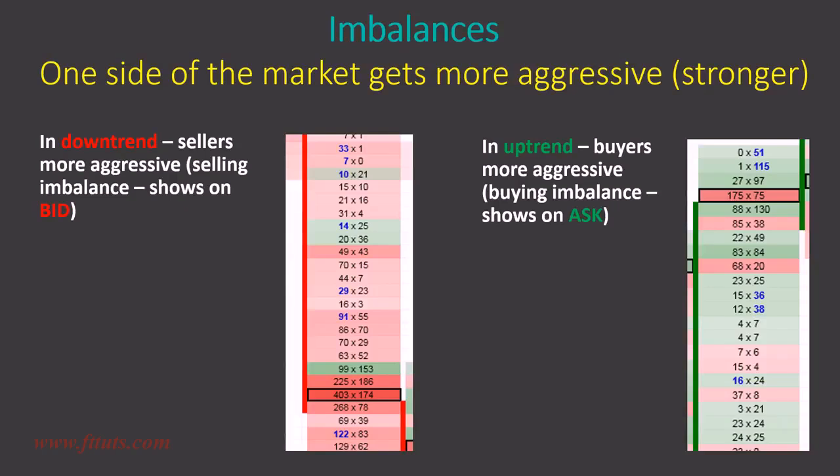Hello guys, in this video I'm going to be talking about imbalances. An imbalance is when one side of the market is more aggressive or stronger than the other side of the market. To see the imbalances you need to have the bid and ask setting for the order flow, so not the volume setting but the bid and ask. You need to see the bid and the ask of every footprint.